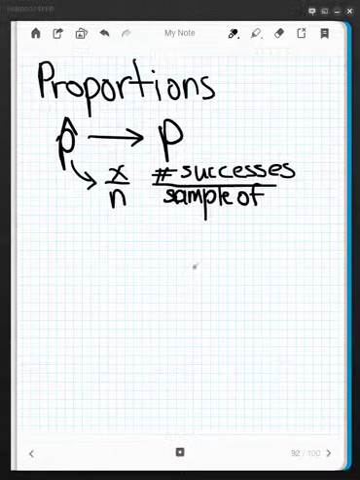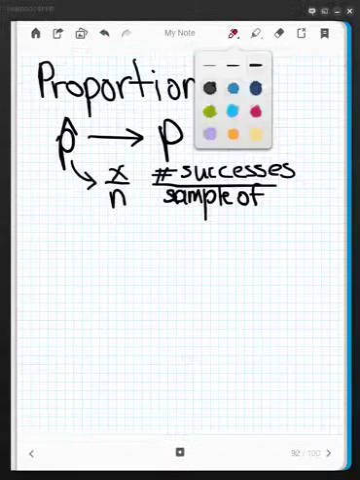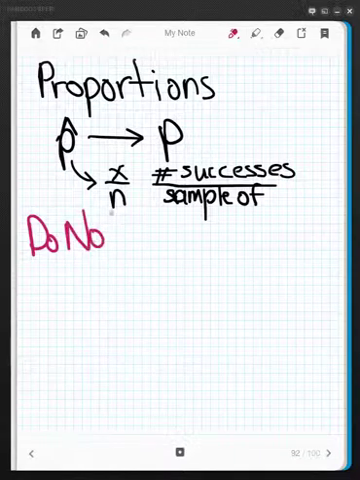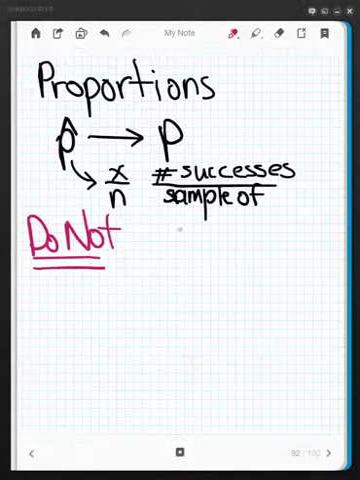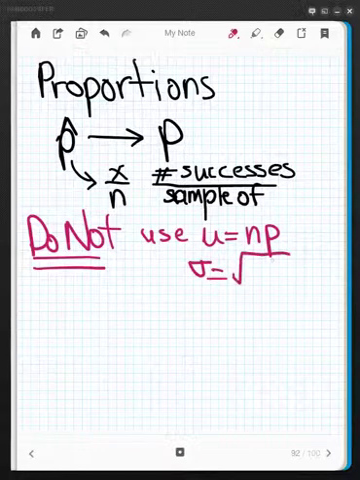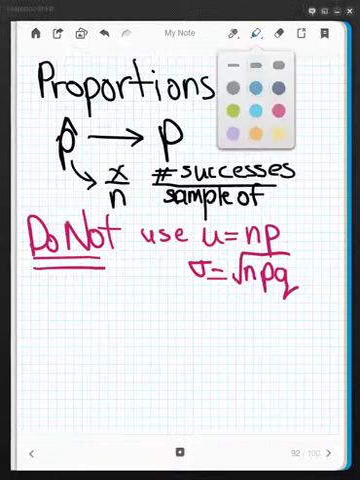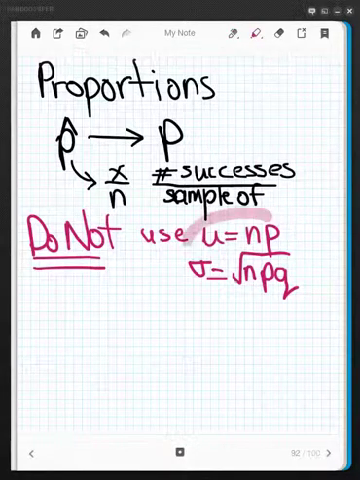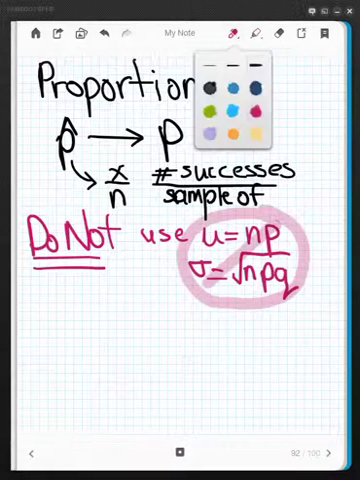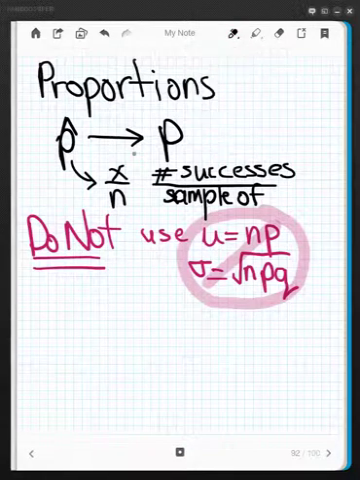And so we're using the p-hats to estimate the p's. It's really super important. Let me write this in red. Do not use mu is equal to n times p here, and sigma is equal to the square root of npq. I cannot stress this enough. This is a no. You don't use these things. Definitely not. That is only for one single observation.